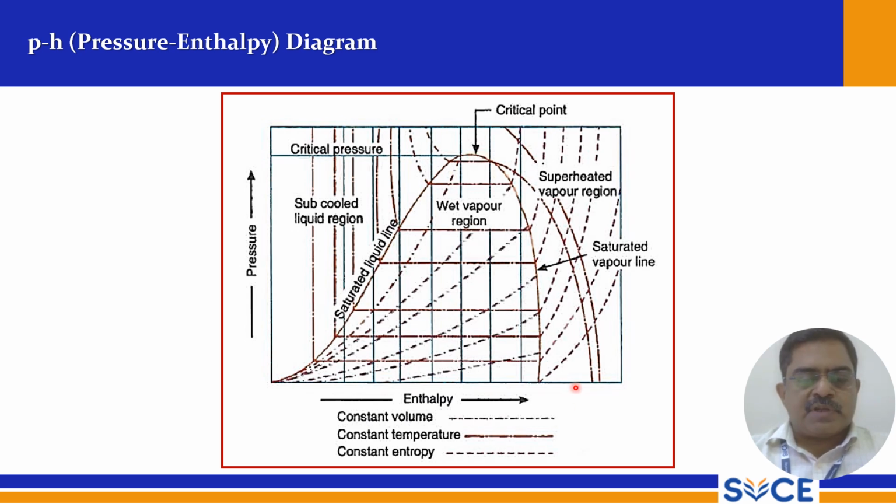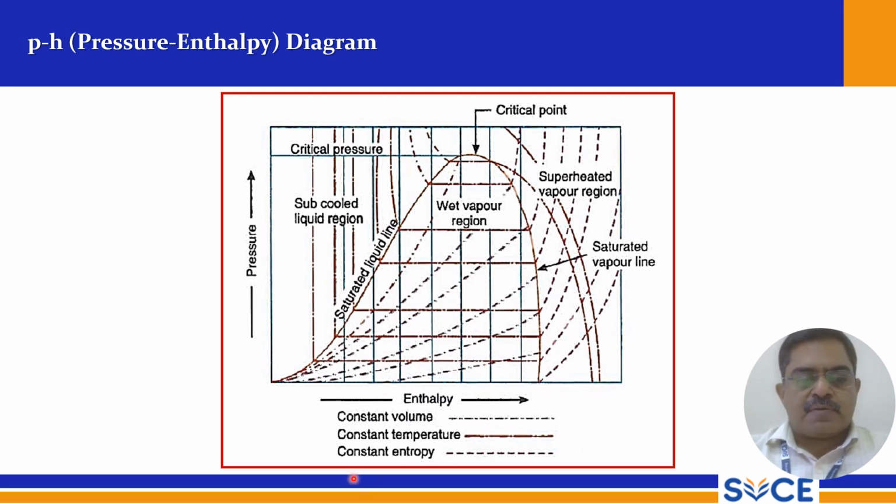Now you can see these are the constant volume curves. And then constant temperature. This is the constant temperature line, and it is a solid line. From here to here it is a vertical line, and then it becomes a horizontal line. Again it becomes a vertical line. So that is the constant temperature line.